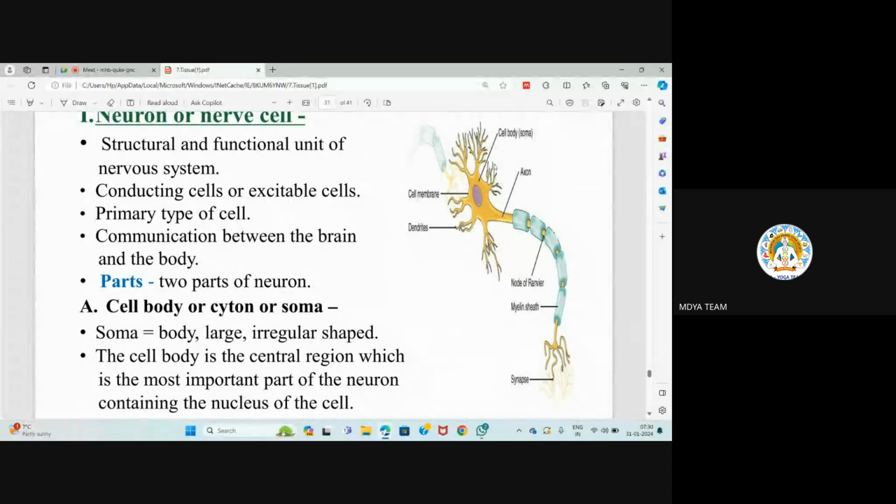So these branches are known as dendrites, and this purple rounded shape is the nucleus. So the nucleus is present here, and here the long tail is known as the axon. You can see these small coverings in the middle of the axon. These are known as myelin sheath. Here you can see it is written, myelin sheath. And the gap between the myelin sheaths is the node of Ranvier.